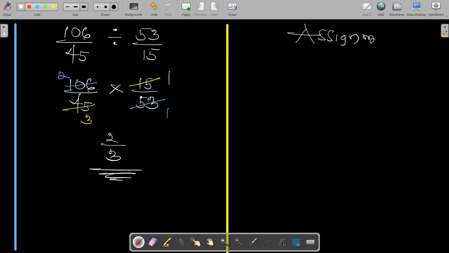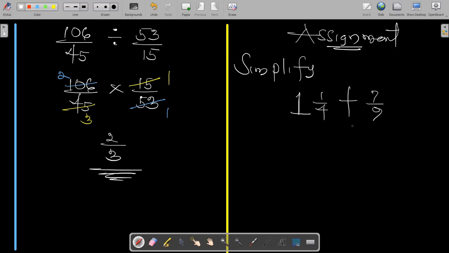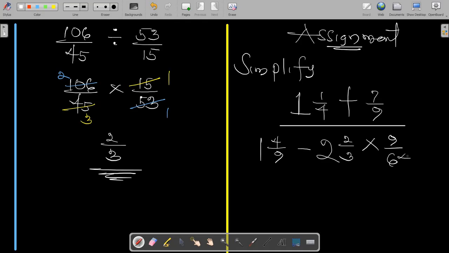So let's say we are given a question like this. Simplify 1 whole number 1 all over 4 plus 7 all over 9, to divide 1 whole number 4 over 9 minus 2 whole number 2 over 3 times 9 all over 64. That is the first question.